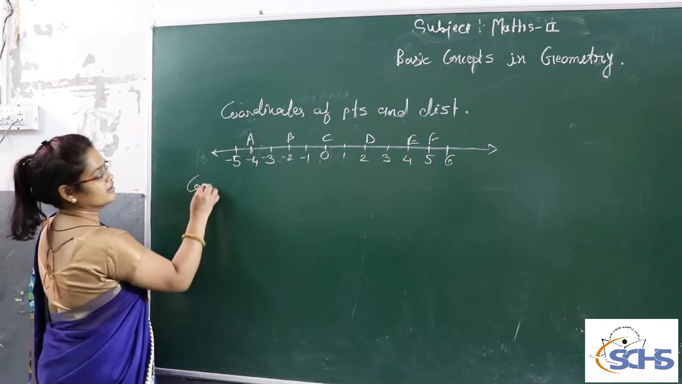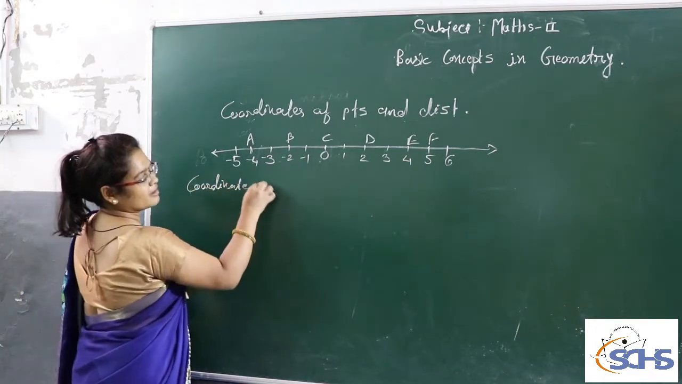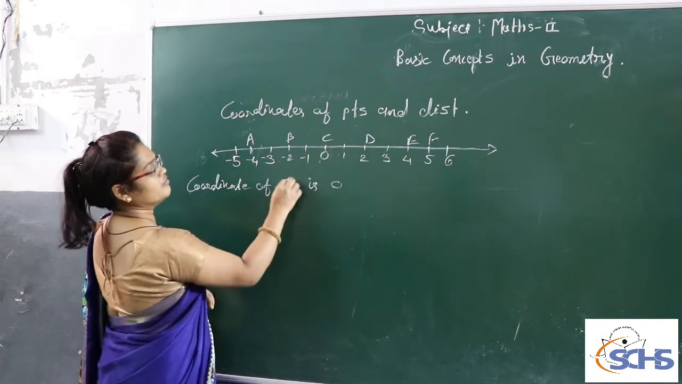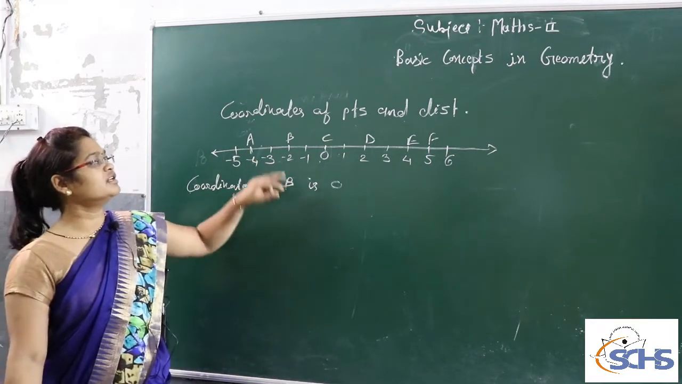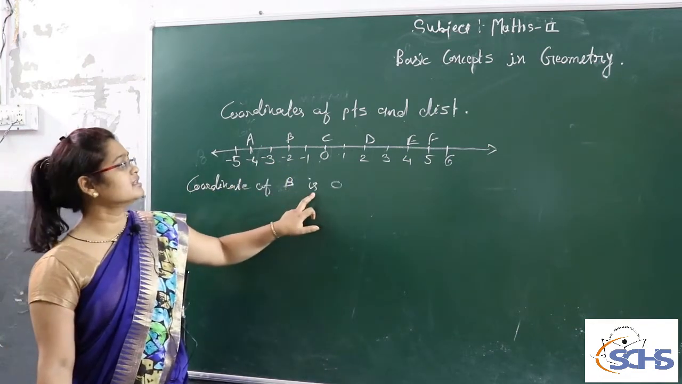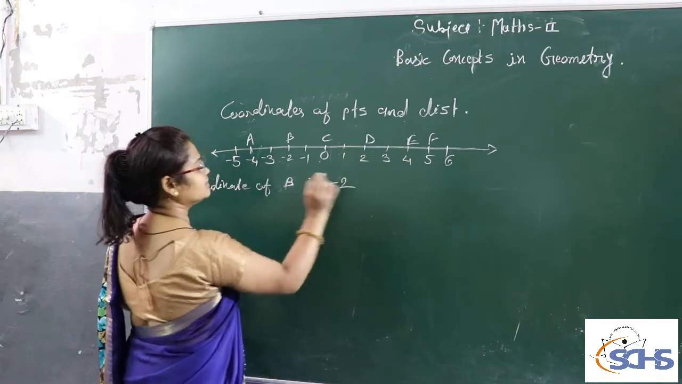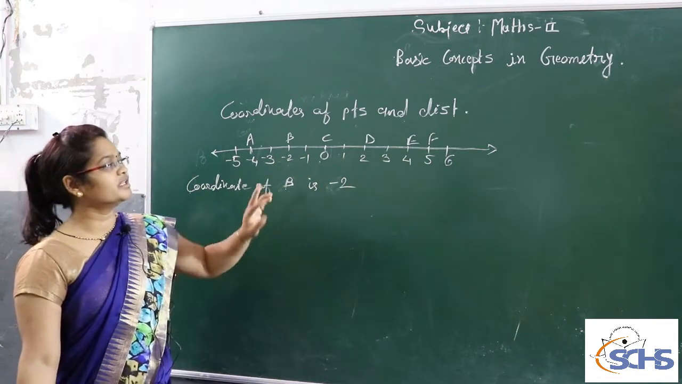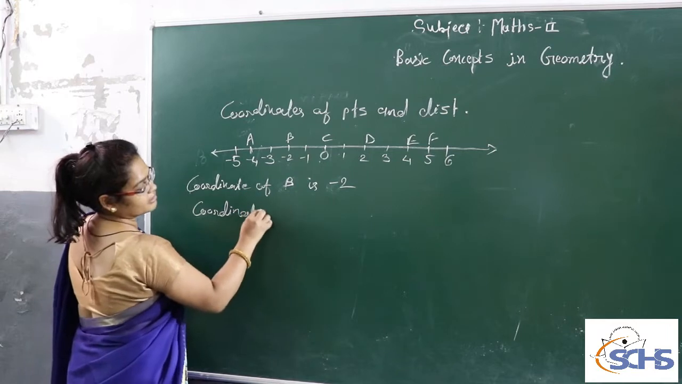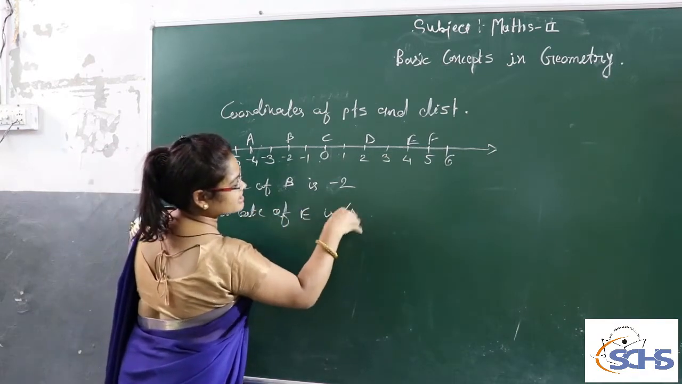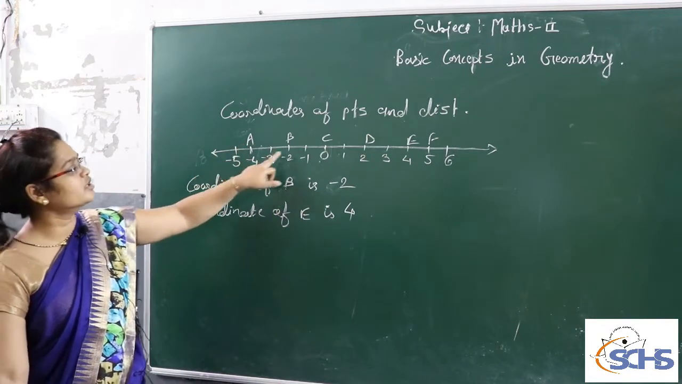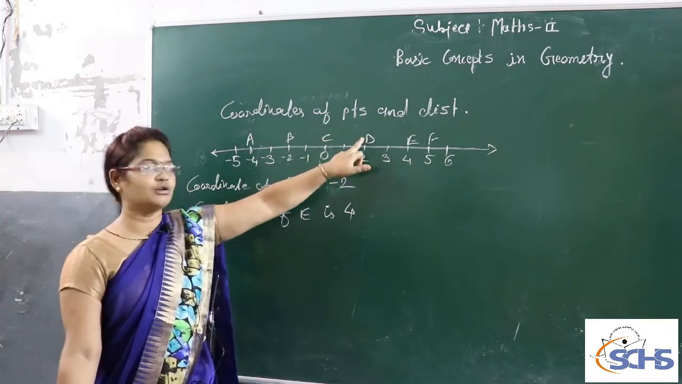It means we can say that the coordinate of B is -2, because B denotes -2 on the number line. Coordinate of B is -2. In the same way, coordinate of E is 4. Similarly, coordinate of A is -4. Coordinate of C is 0. Coordinate of D is 2.